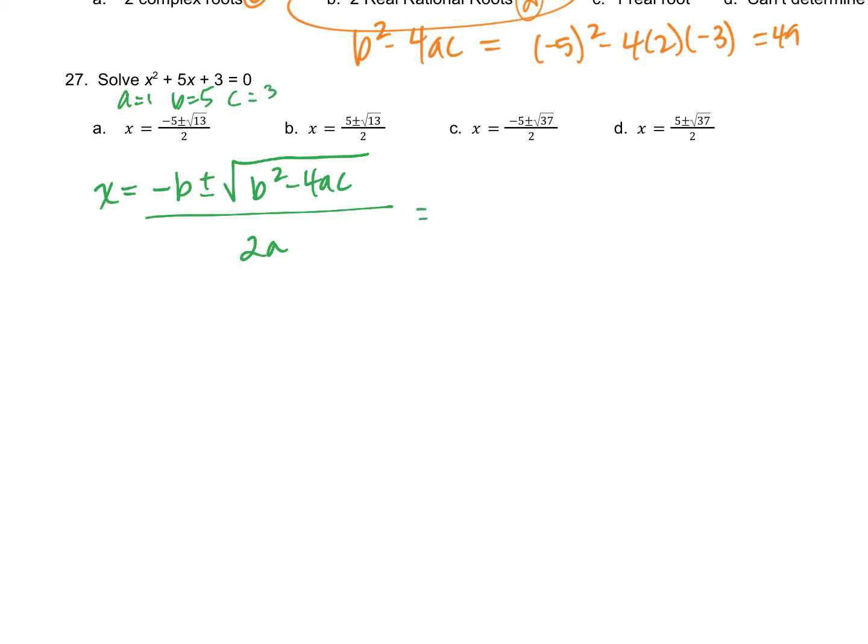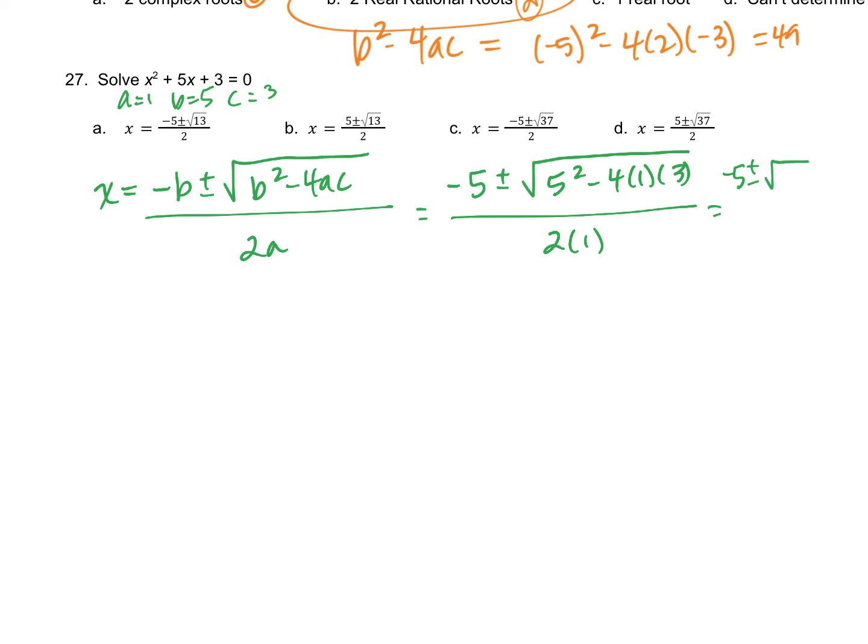So we're going to plug that in. So -5 plus or minus the square root of 5 squared minus 4 times A, which is 1, times C, which is 3. It's nice, everything is positive. All over 2 times 1. Now again, I'm not going to try to do that in my head. I'm going to do that on Desmos. I'm not going to copy it in here for you though.